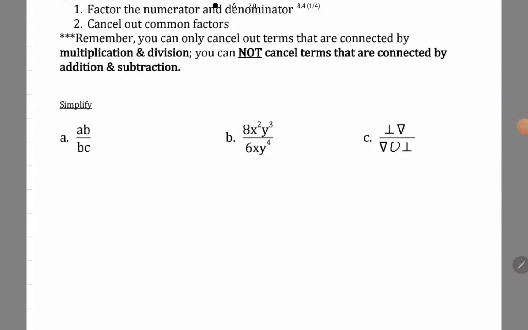So, start off with part A. If everything is being multiplied together, we can just cross stuff out. B divided by B, that crosses out. So we're left with A over C.